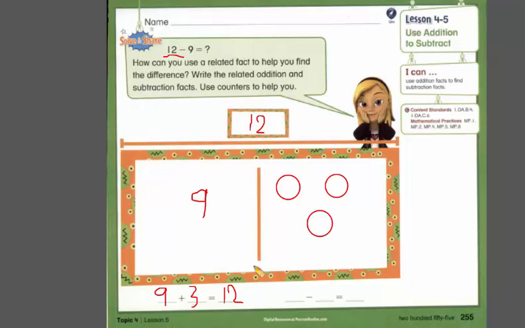If I ask you about the related subtraction fact, I start with the whole, the sum of the addition fact. The whole is 12 minus the part you know, 9, equals the missing part you got, 3. Clear? Okay. So again, I start with 9, count on to 12, so 9 plus 3 equals 12. Turn the page.